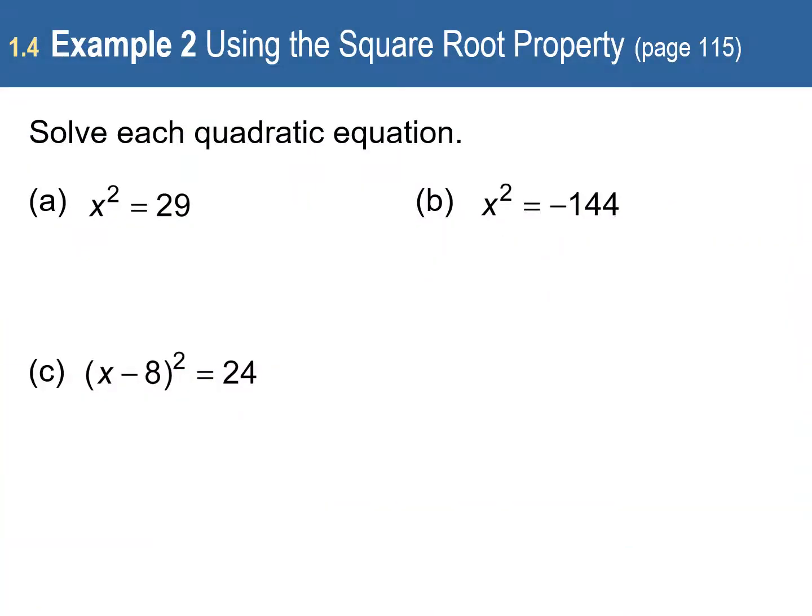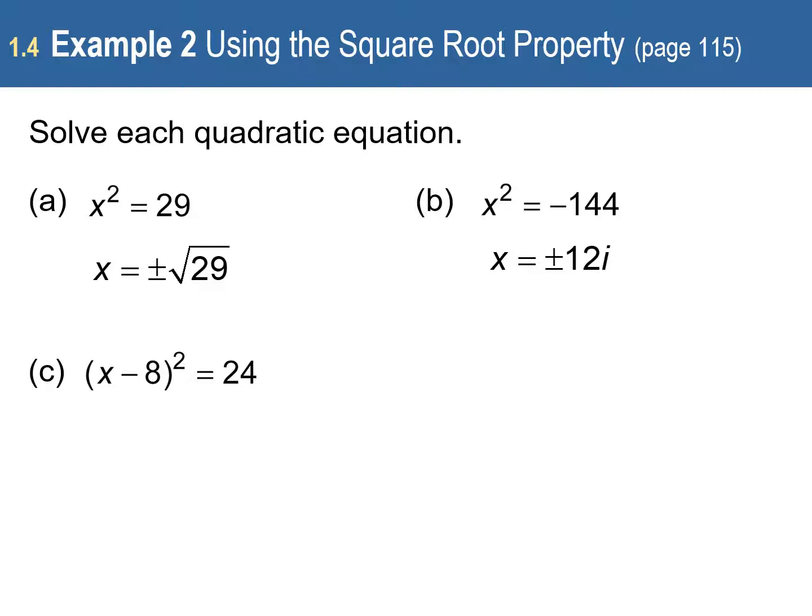So if I wanted you to solve each quadratic, then at this point in time, it should become pretty straightforward. A: x squared is 29 becomes plus or minus the square root of 29. B: x squared is equal to negative 144. Well, that's plus or minus 12i. So don't forget the plus or minus. The negative gives you the i, and the square root of 144 is 12.